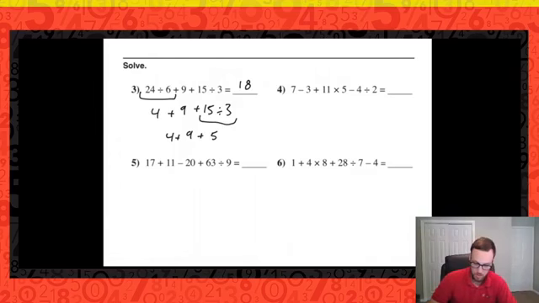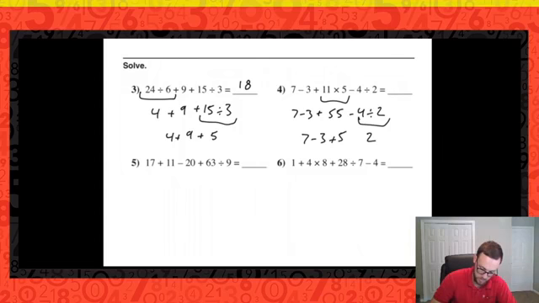All right. Number 4. What are we going to do first? Yep, we're going to multiply first. 11 times 5 is 55. So now I have 7 minus 3 plus 55 minus 4 divided by 2. So we'll do our division next. 4 divided by 2 is 2. So I have 7 minus 3 plus 55 minus 2.